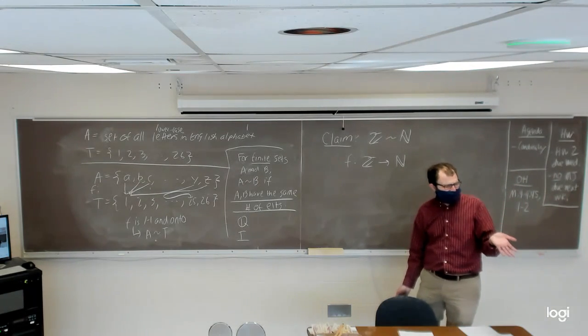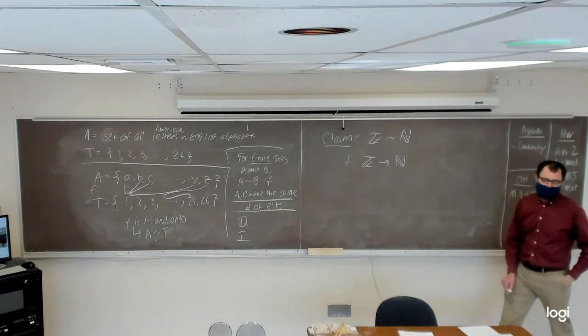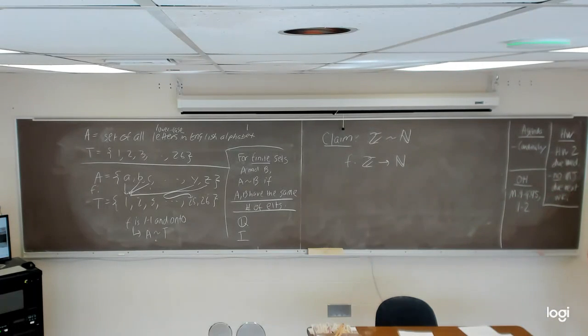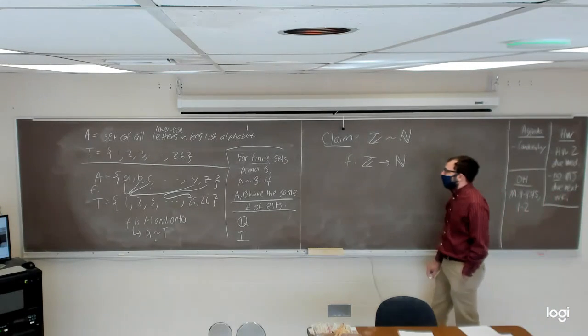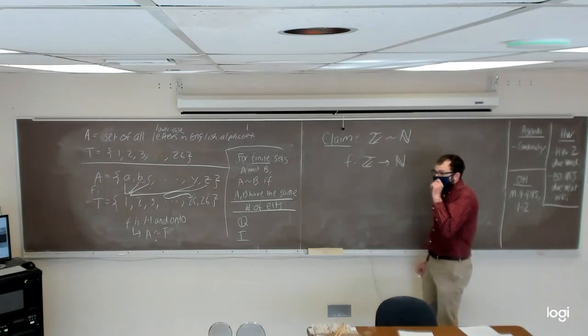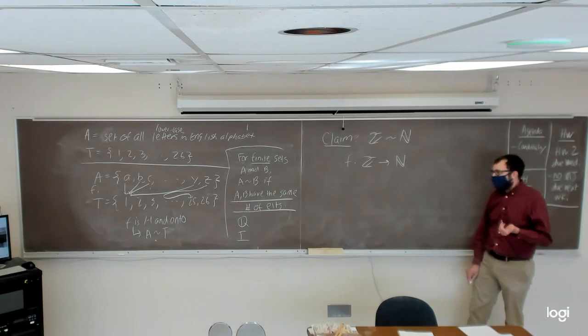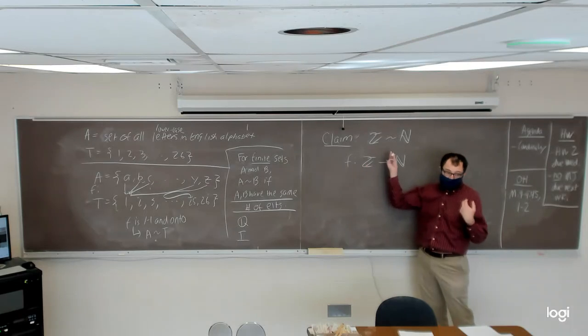Good idea, but I don't think that quite works. Rachel, what do you think? Take any integer and map it to its absolute value. Ooh, okay. So take f of x equals absolute value of x. Mhm. That would certainly be a way to take any integer and map it to a natural number.